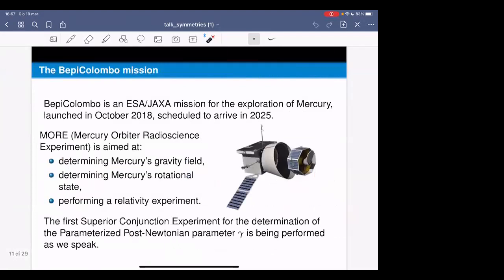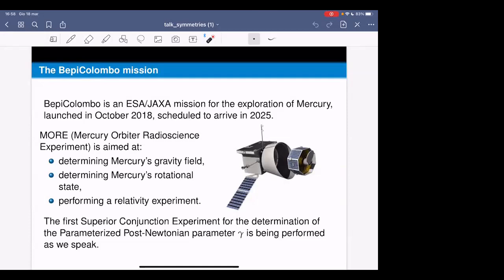Now, this for the theory. Let us come, finally, to the content of this talk. I'm going to talk about the approximate symmetries which are present in the BepiColombo mission, or that we have studied so far in the BepiColombo mission.